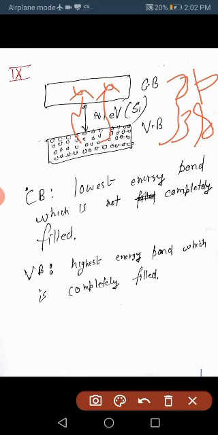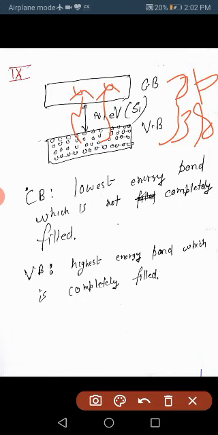Okay, what is the conduction band? The lowest energy band which is not completely filled. What is the valence band? The highest energy band which is completely filled. Lowest energy band which is not completely filled is called the conduction band. And what is the valence band? Highest energy band which is completely filled.